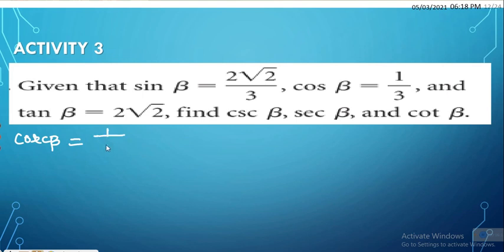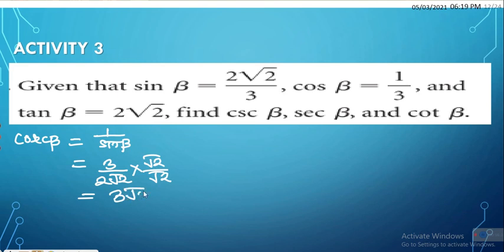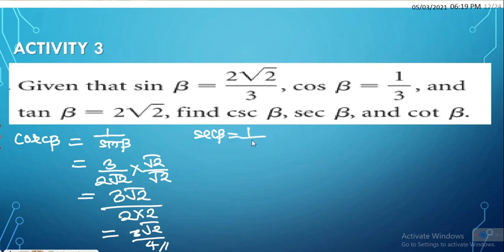Cosec beta, of course, you know, is 1/sine beta, and that will be 3/2√2, and of course you have to rationalize the denominator, which is 3√2 all over 2 times 2, which is 3√2/4. So cosec beta is 3√2/4, and then we can find sec beta, which is 1/cos beta, and that will be 3/1, which is 3.